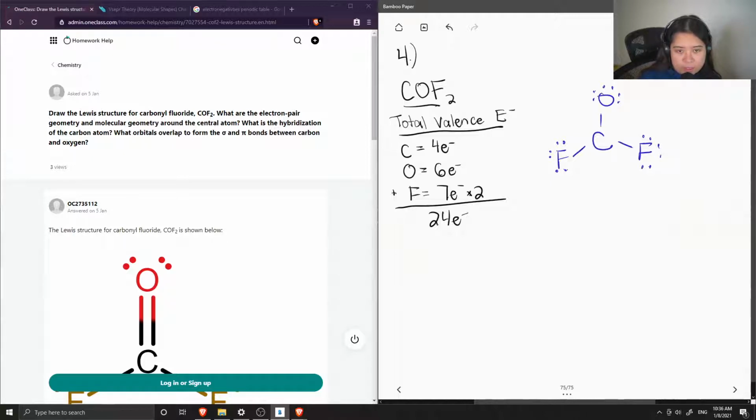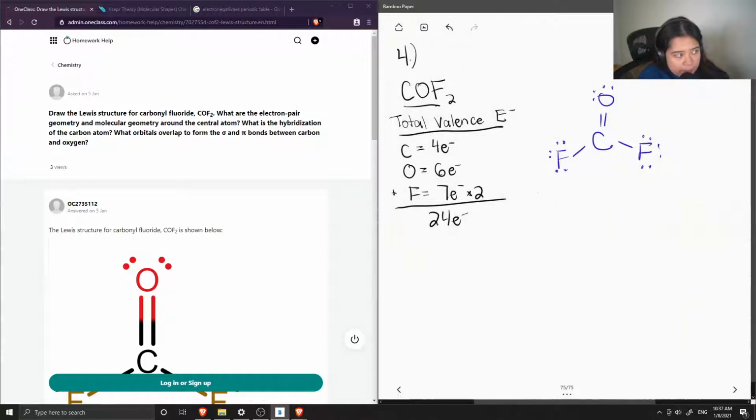But if we look at the carbon, it doesn't have a full octet. So the only element it can form a double bond with at this moment is the oxygen. I'm going to bring one of the lone pairs down to form a double bond with the carbon. And now everything is neutral, and we still have 24 electrons in the structure. So this is the correct Lewis structure.